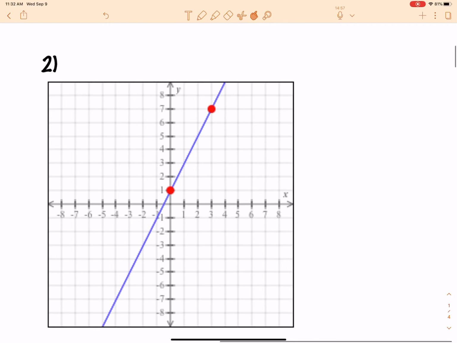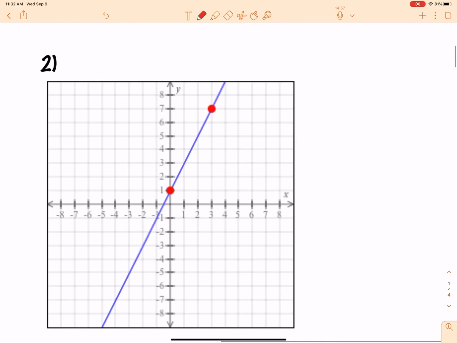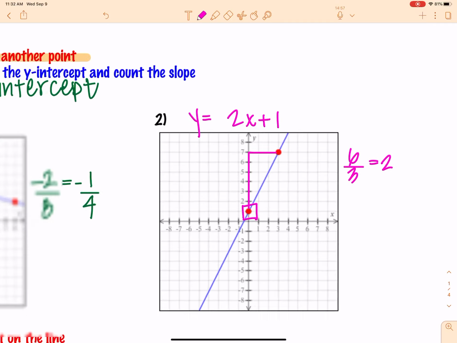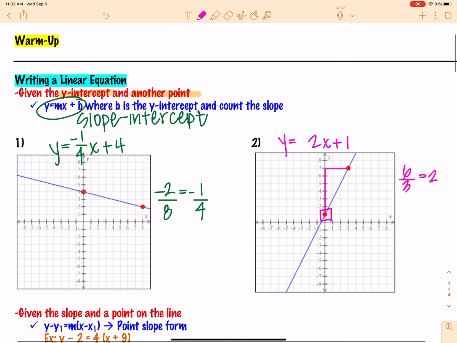All right, so then you have this one. Our y-intercept is 1 here. So we're going to have an x and then +1. And then you count from one point to the other. So we're going to go up 6 over 3. Up 6 over 3 is also known as 2. So your slope is 2. So y equals 2x plus 1 would be the equation of your line.